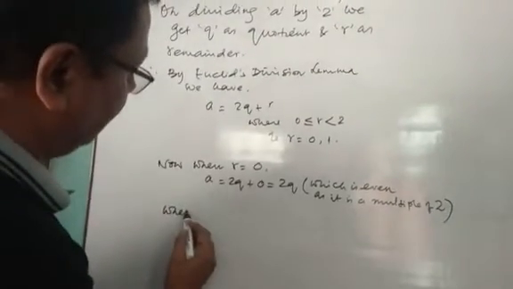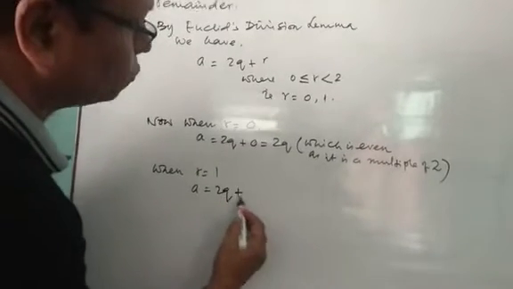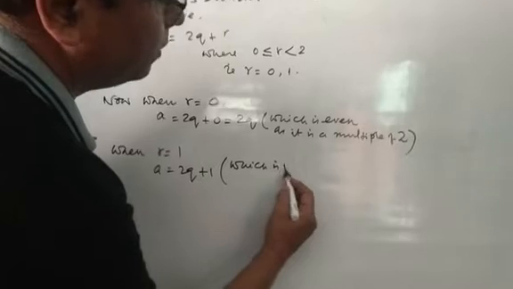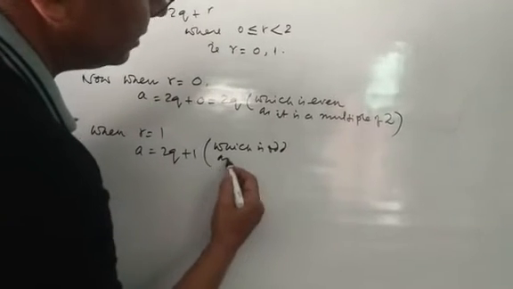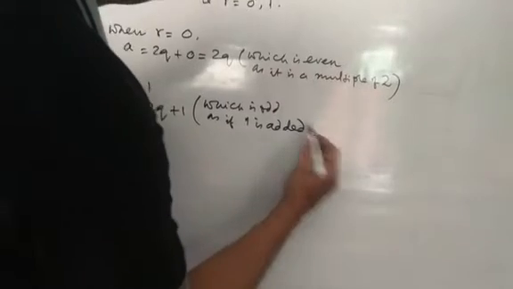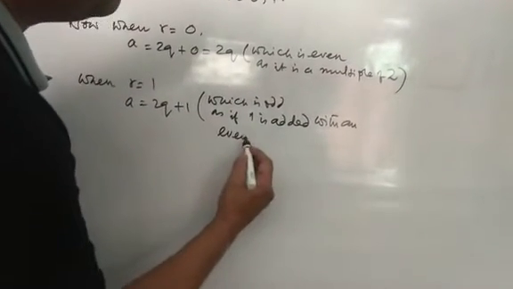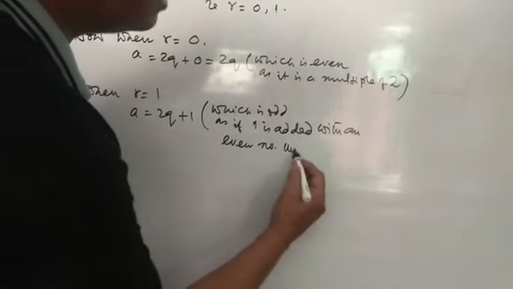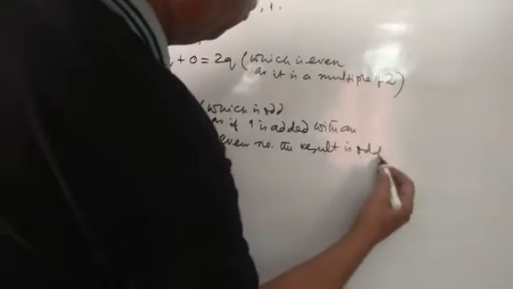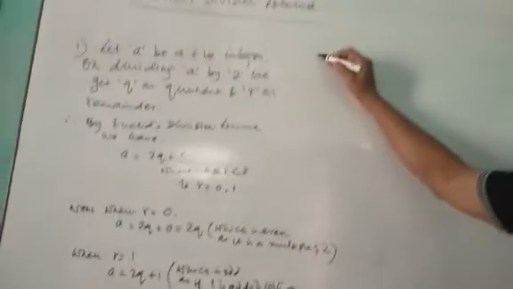When r equals 1, a equals 2q plus 1, which is odd, as if 1 is added to an even number, the result is odd.